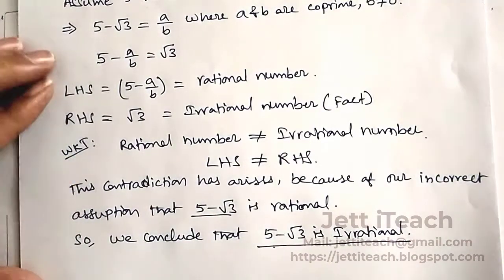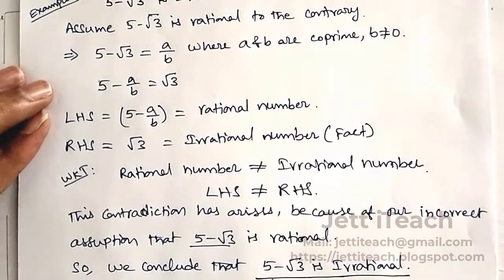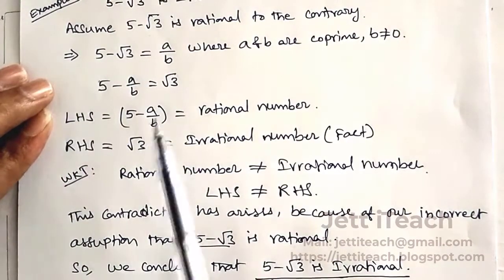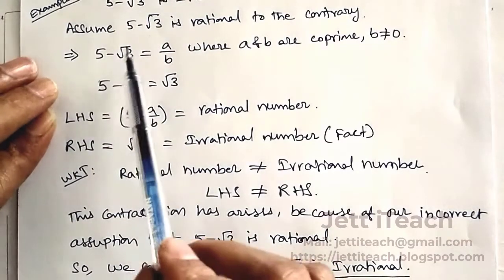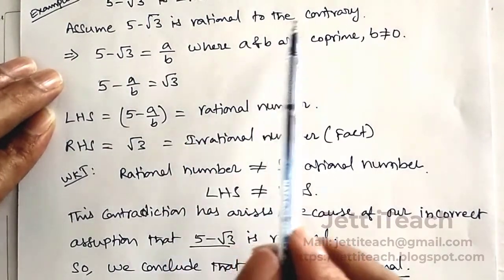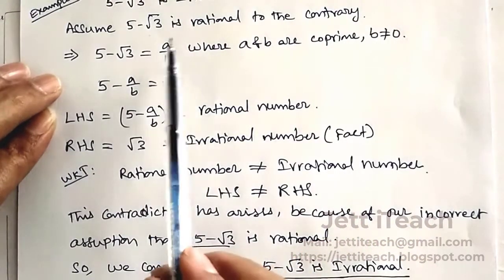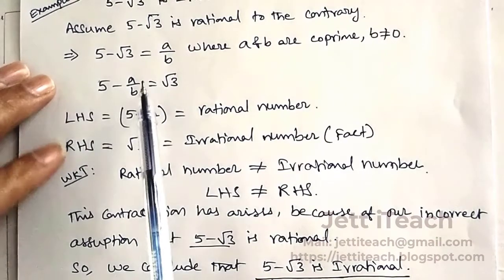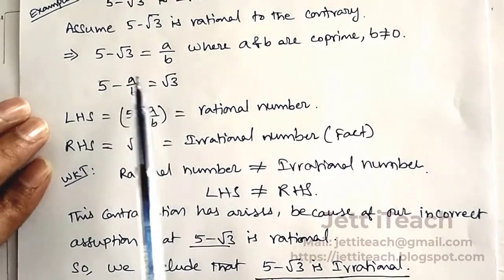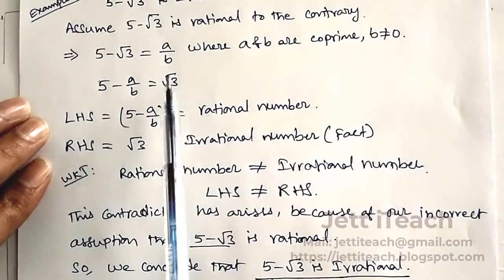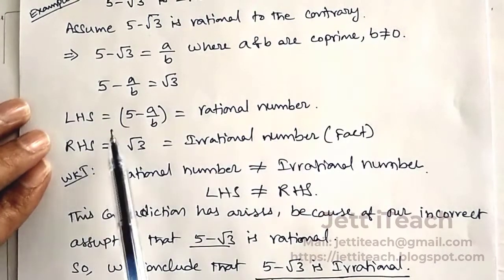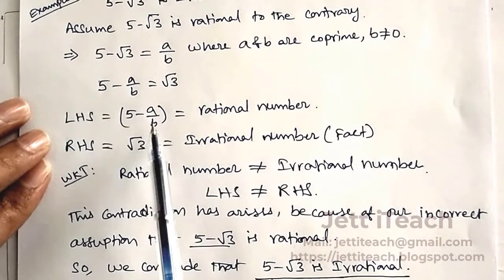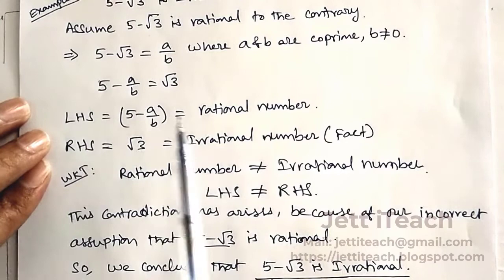Okay, I will explain this once. Assume phi minus root 3 is rational, to the contrary. Since it is rational, you can write it in a by b form. We just simplify it, with rational numbers on one side and irrational numbers on the other. Now LHS equals phi minus a by b. If you look at this, all are integers, so clearly it is a rational number.